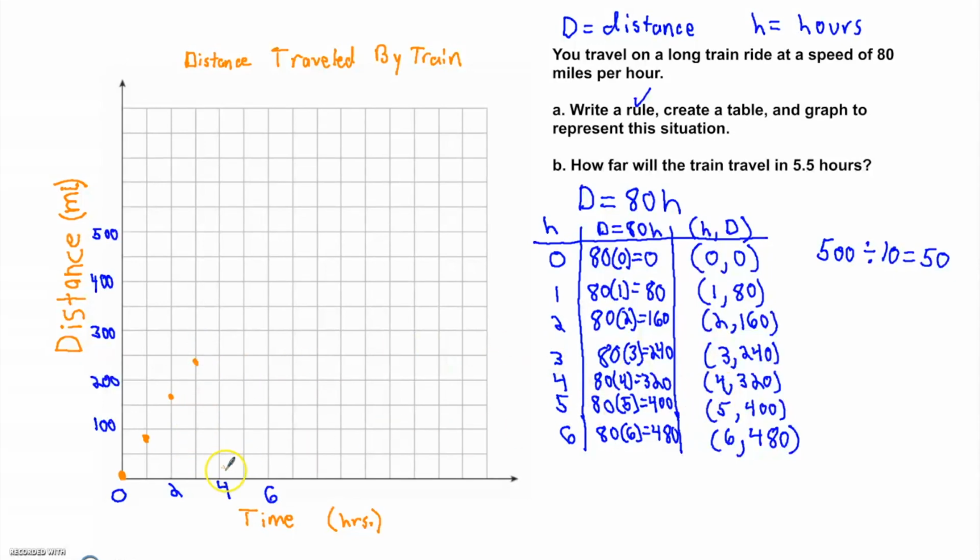And then (4, 320). It must be so much fun to watch me graph, let me tell you. Hang in there, we're doing it. (5, 400), so that's over 5, up 400. That's a nice exact point. And then last but not least, (6, 480). So we go over 6, up 480. That's roughly there. So it won't be a perfect line because we graph this out by hand, but we do want to connect the dots.